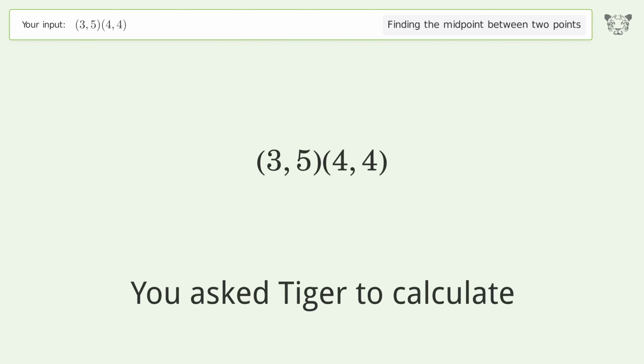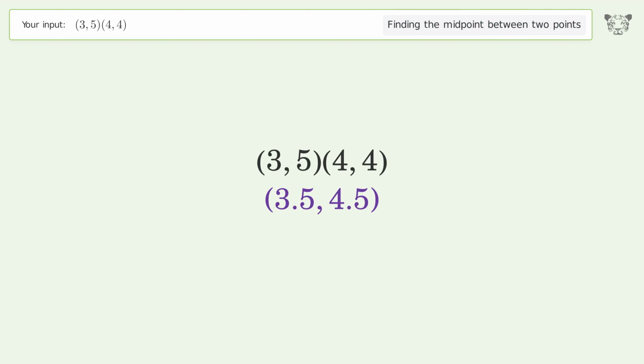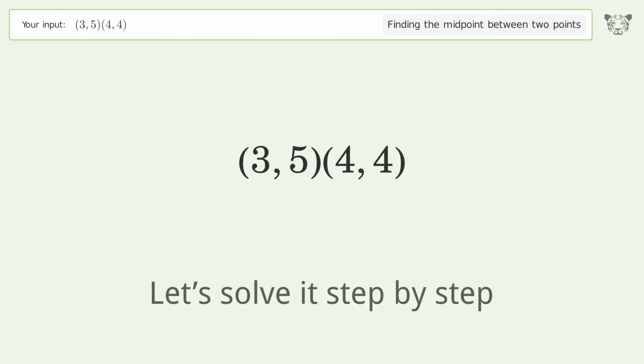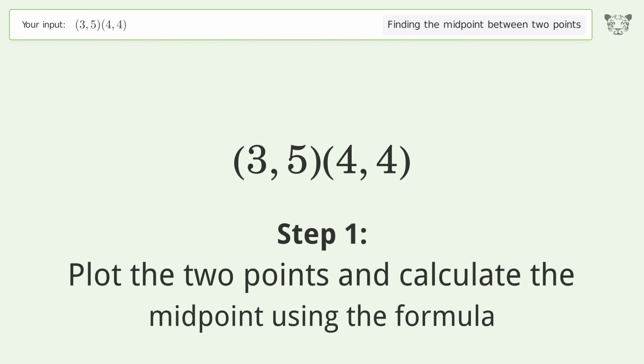You ask Tiger to calculate. This deals with finding the midpoint between 2 points. The midpoint between the 2 points is 3.5, 4.5. Let's solve it step by step. Plot the 2 points and calculate the midpoint using the formula.